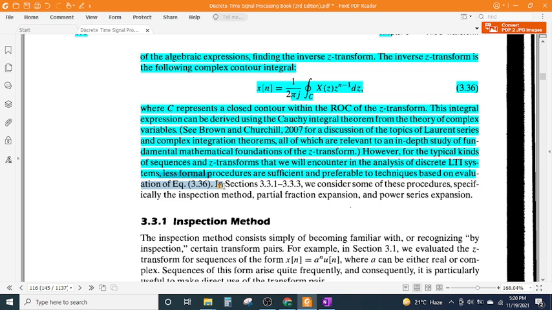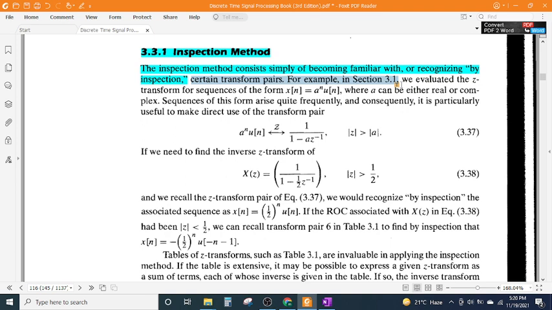3.3.1 Inspection method. The inspection method consists simply of becoming familiar with, or recognizing by inspection, certain transform pairs. For example, in section 3.1, we evaluated the Z-transform for sequences of the form x[n] = a^n u[n], where a can be either real or complex. Sequences of this form arise quite frequently, and consequently, it is particularly useful to make direct use of the transform pair a^n u[n] ↔ 1/(1 - az^-1), |z| > |a|.